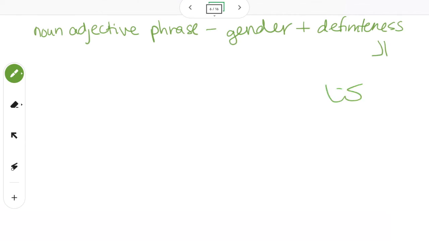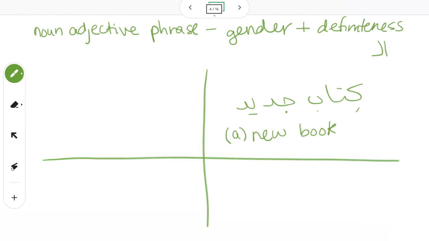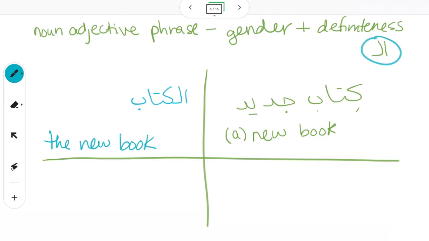So if I said, like the example we had in the slide before, kitab jadid. Kitab jadid means new book, and it implies the meaning of a new book. If I wanted to change the meaning of this, and if I wanted to say the new book, the word for the is the definite article al. So I have to add alif lam, al kitab. But because it's a noun adjective phrase, this isn't a complete sentence, it's a phrase. That means the word new also has to have alif lam. الجديد.